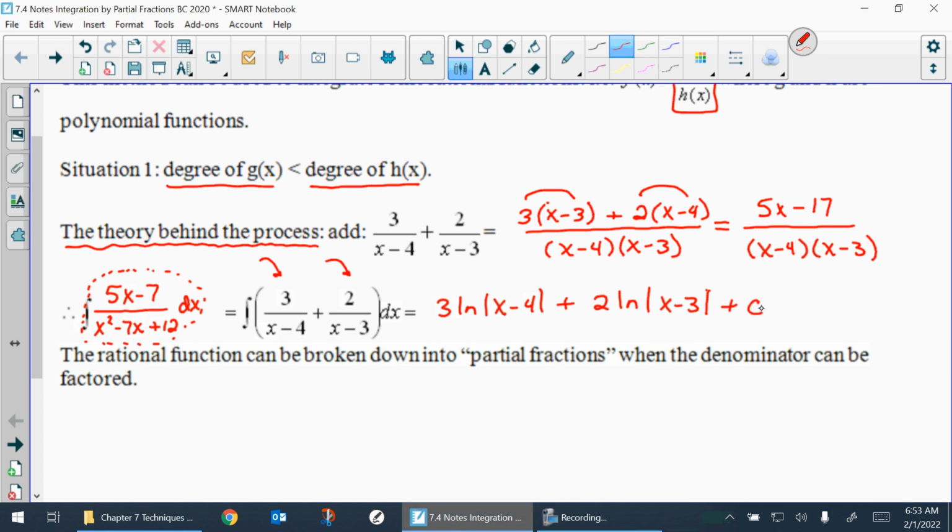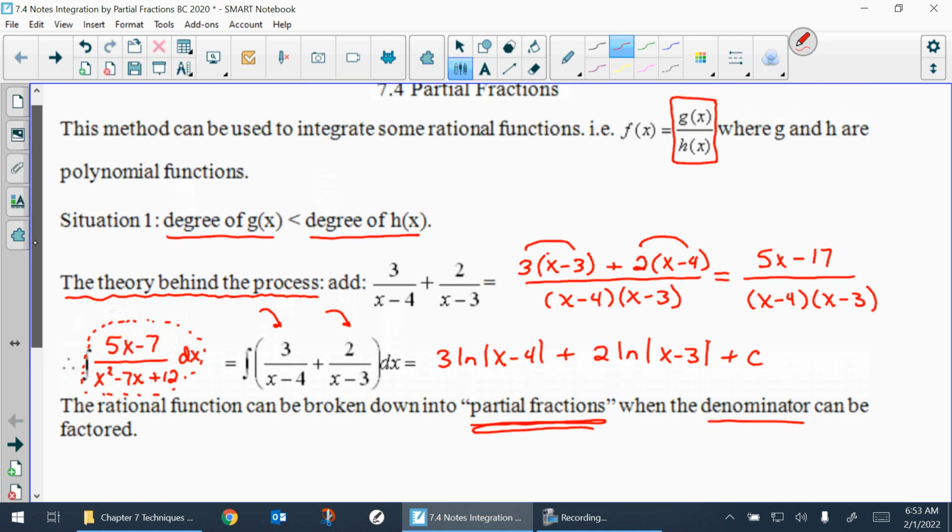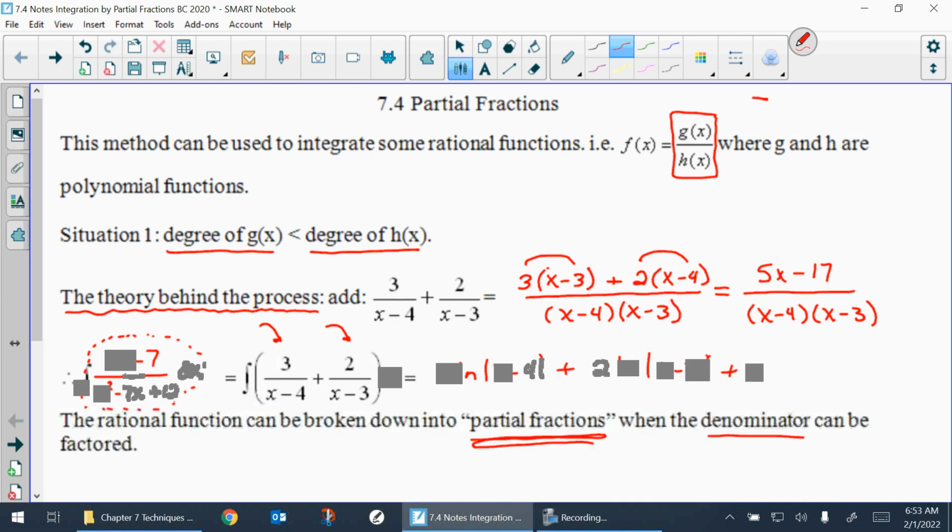And so the rational fraction can be broken down into partial fractions whenever that denominator can be factored. So we're looking for a situation where the degree of the top is smaller than the degree of the bottom, and the bottom can be factored. And that's going to be a signal that we will most likely be using partial fractions.